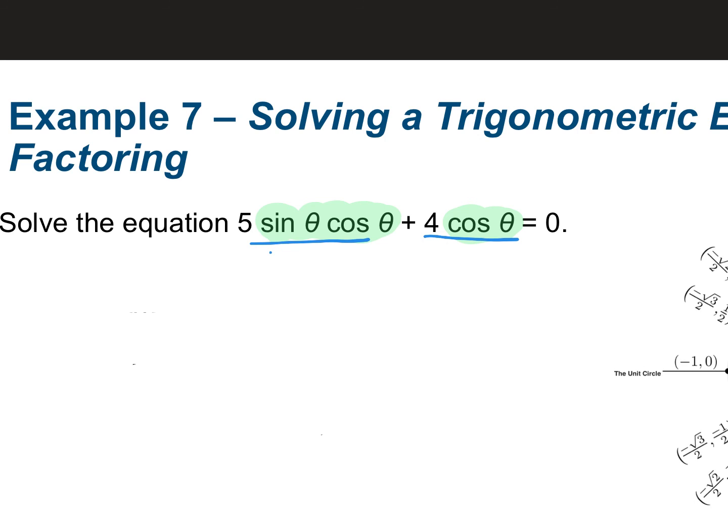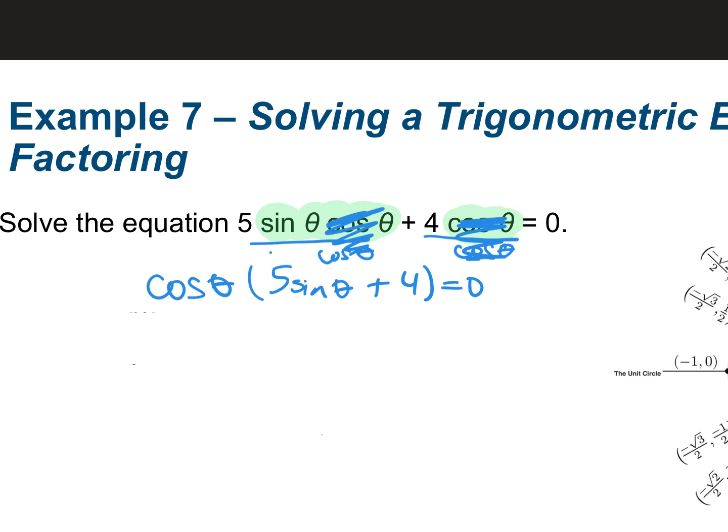What if I had 4x squared minus 3x? What do they both have in common? An x. We take it out in front, right? Same exact thing. I'm going to bring a cosine theta out in front. So when I do that, we're just factoring out a cosine theta. What am I left with on the left-hand side here? 5 sine theta, right? Plus what? 4. That's it.